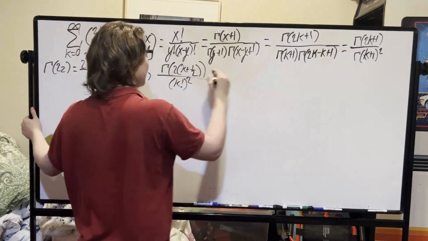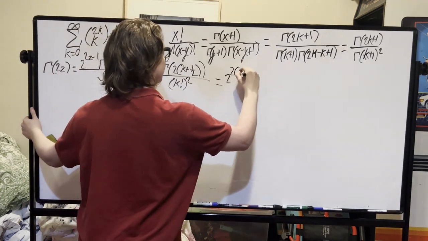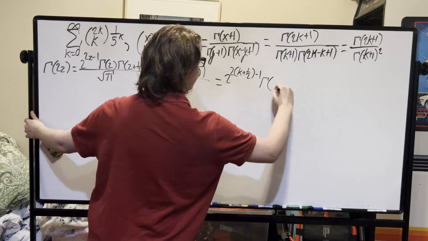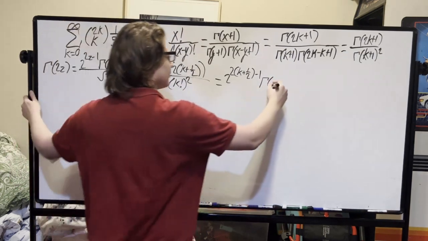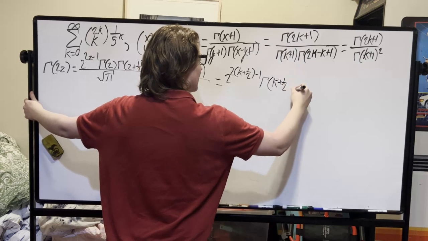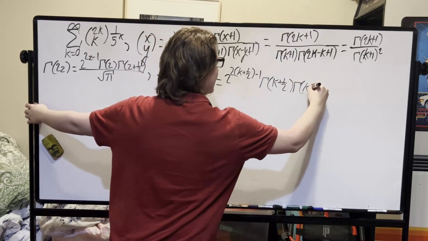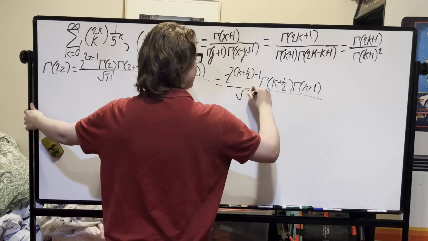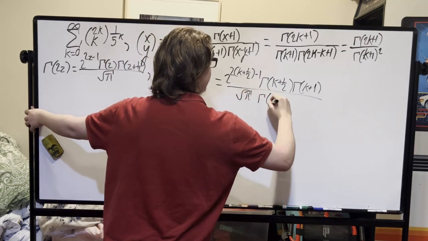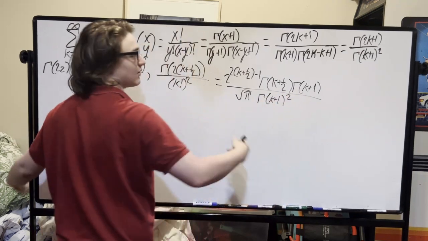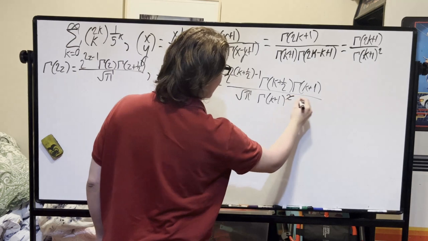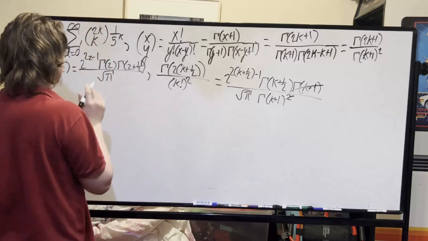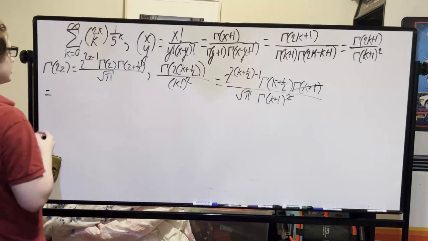So then we get 2 to the 2 times k plus 1/2, then minus 1, times gamma of k plus 1/2 times gamma of k plus 1, all divided by root pi times gamma of k plus 1 squared, which is gamma of k plus 1 times k factorial, right? Okay, so this square term is going to cancel out with that gamma of k plus 1 in the numerator, and so then that's going to yield a nice formula for the 2k choose k.